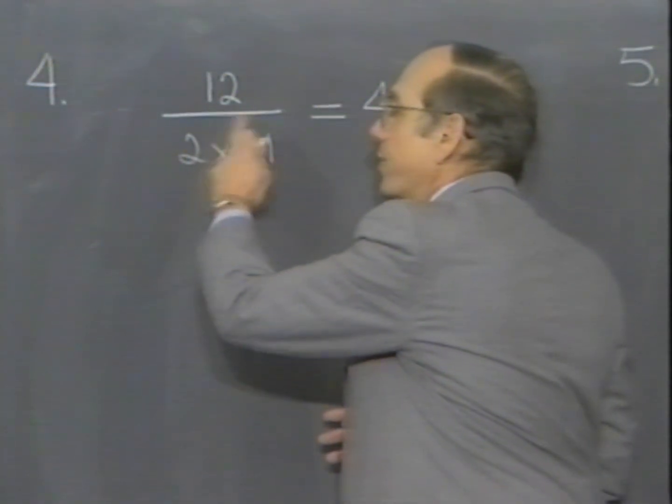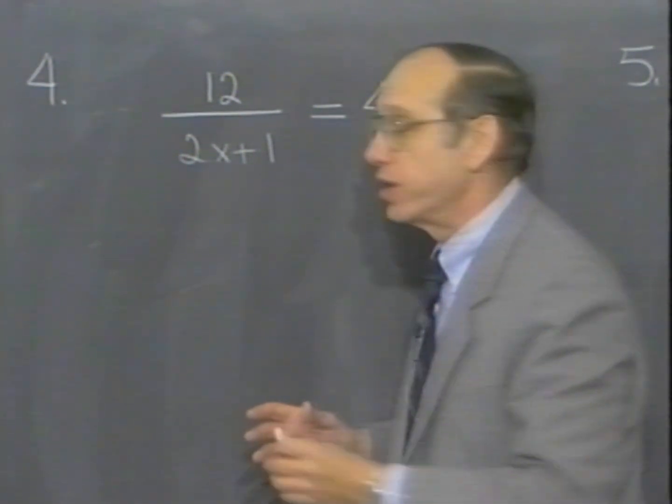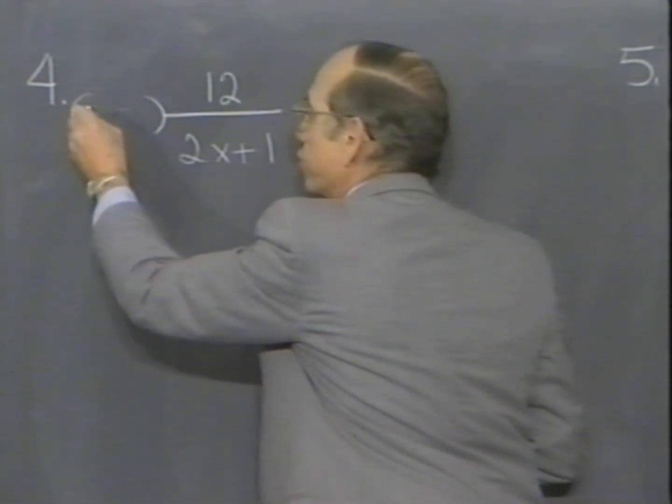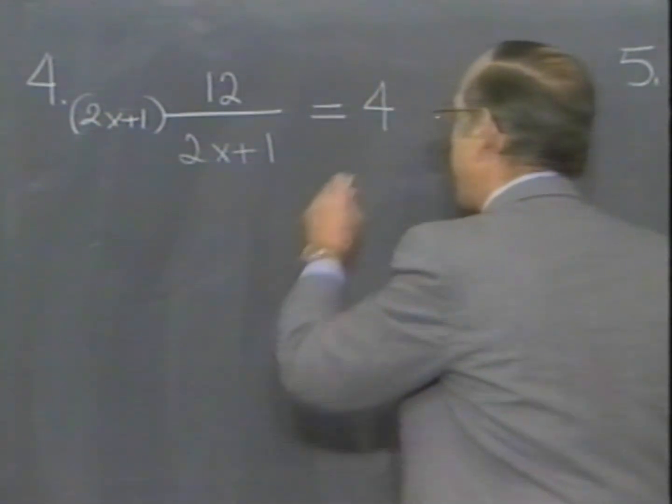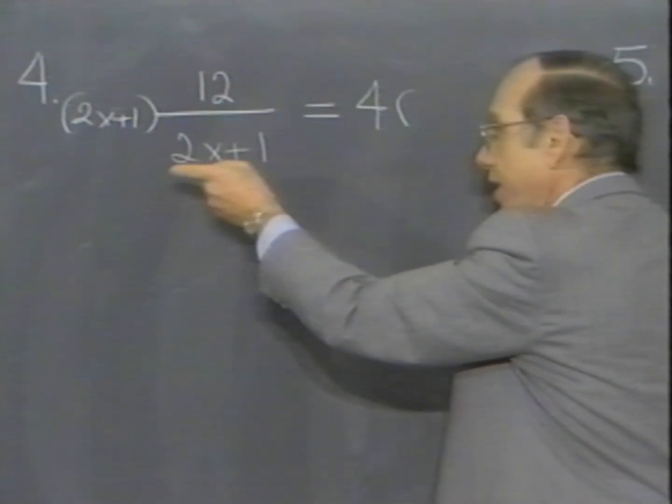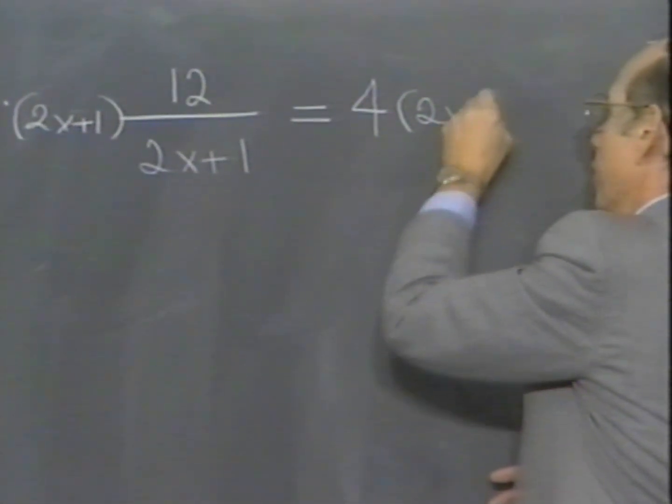Well, how do we eliminate the denominator 2x plus 1? We have to multiply this fraction by 2x plus 1. Of course, that means whatever we do, remember, on the left side, we also have to do on the right side.